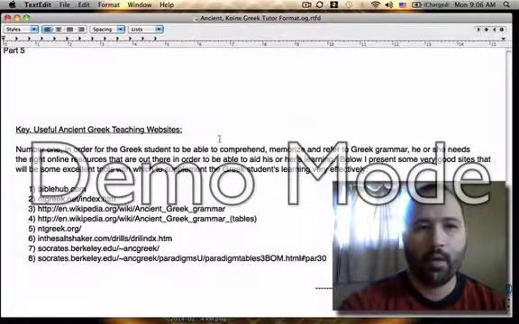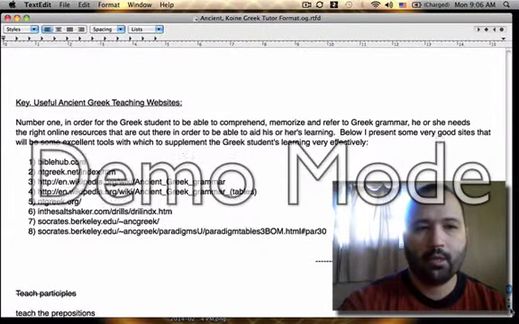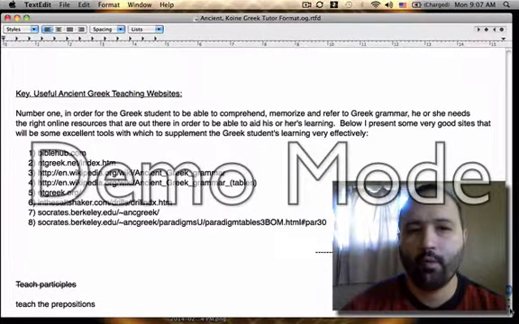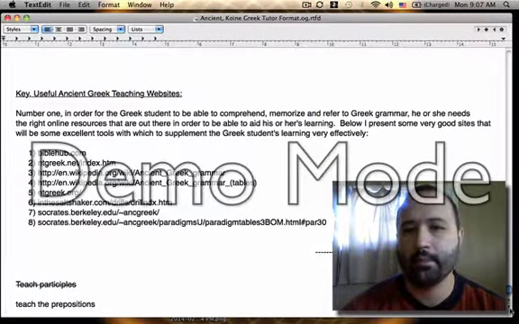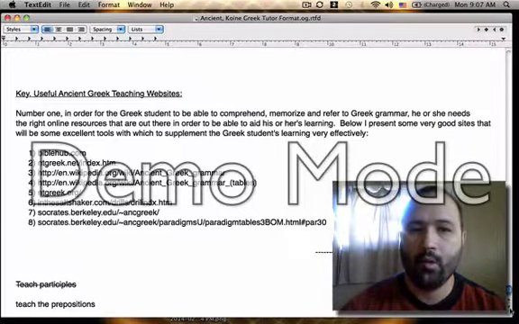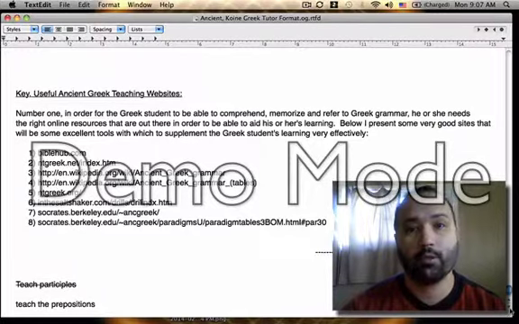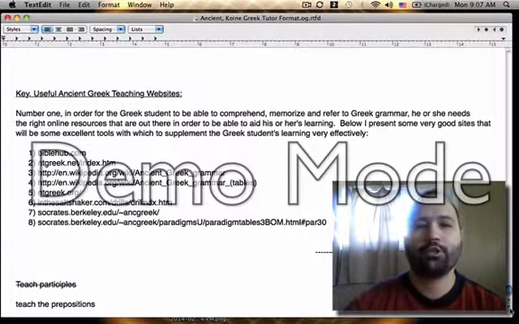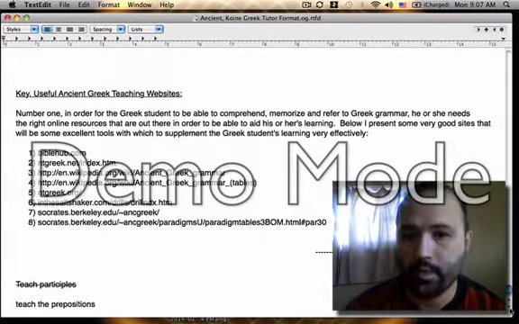Now, real quick, in part 5, this is just real simple here I want to show you. These are key, useful ancient Greek teaching websites. Number 1, in order for the Greek student to be able to comprehend, memorize, and refer to Greek grammar, he or she needs the right online resources that are out there in order to be able to aid his or her learning. Below, I present some very good sites that will be some excellent tools with which to supplement the Greek student's learning very effectively.